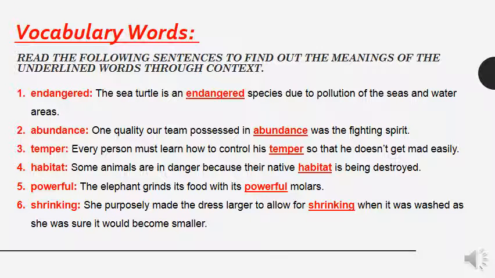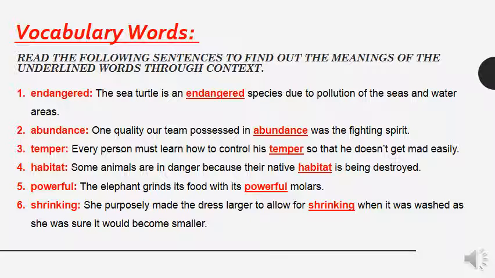First of all, we are going to start with the vocabulary words, and we're going to explain them together, of course. These sentences contain, in every sentence, a vocabulary word. So if you read the sentence, you might find the meaning of the word through context. So read the following sentences to find out the meanings of the underlined words through context.